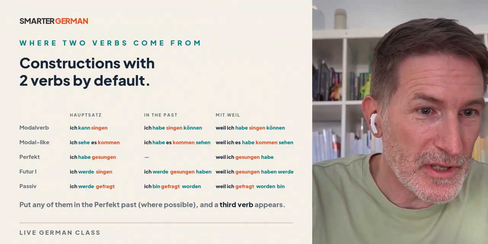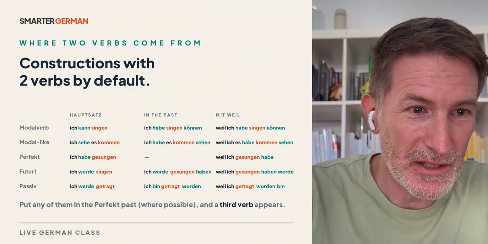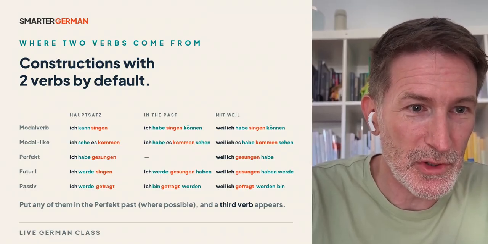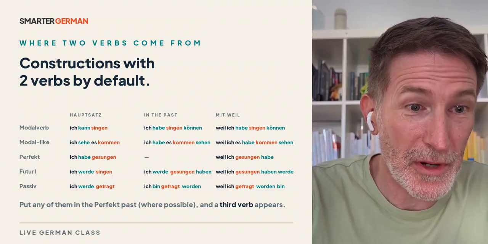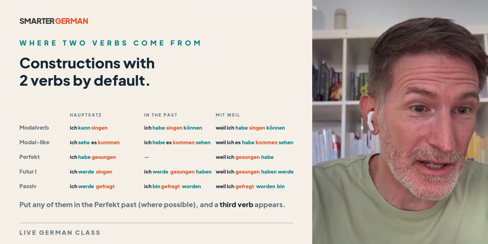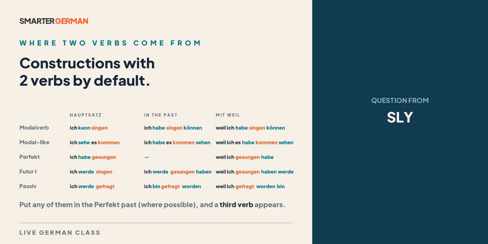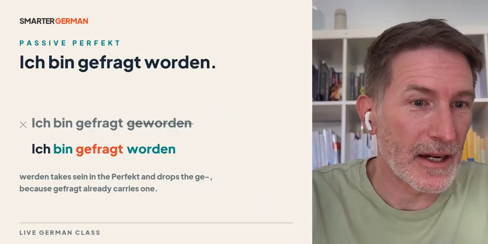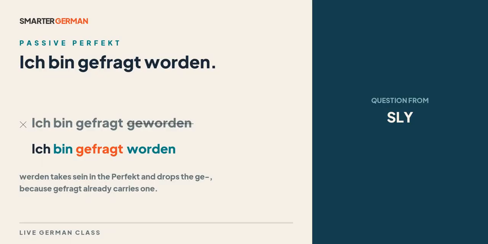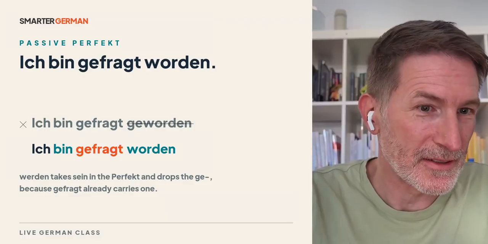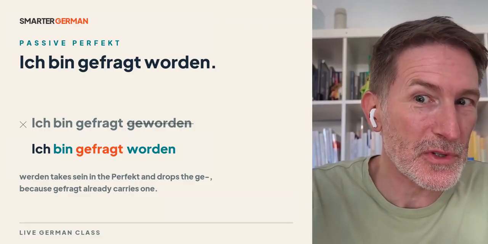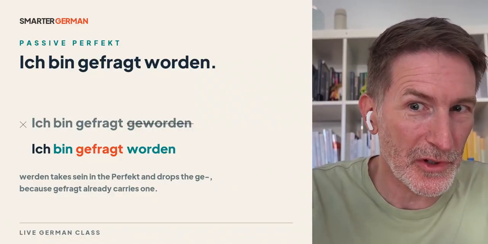So let's put this in the past. The passive has a very nice past. What do you put in the past? We already have gefragt, so we cannot put that in the past. Ich habe... Nein, I give you the bin. Ich würde... Ich bin gefragt worden. Almost there.